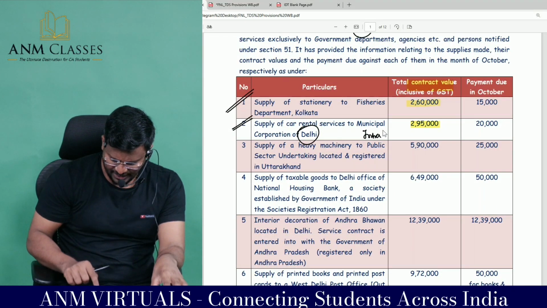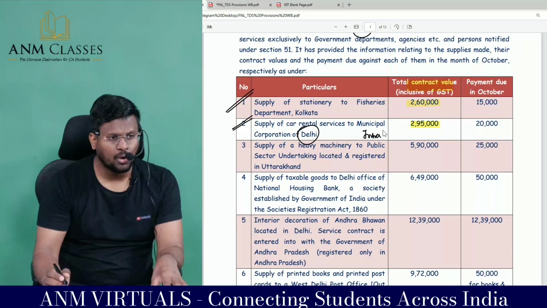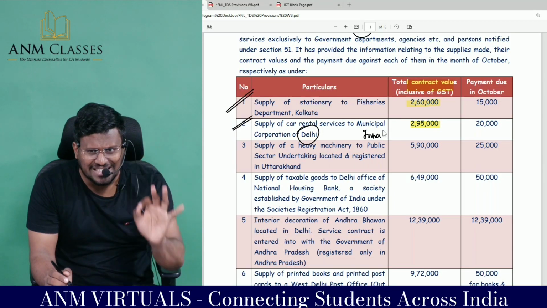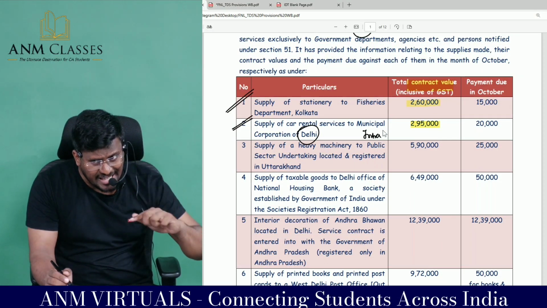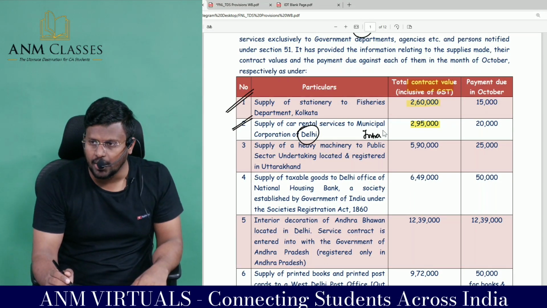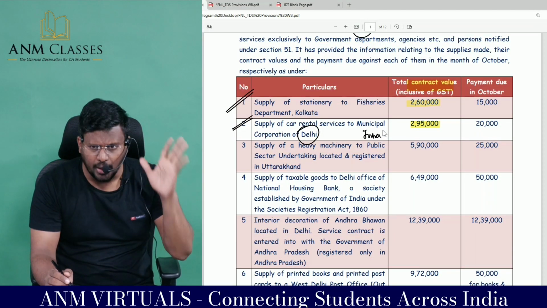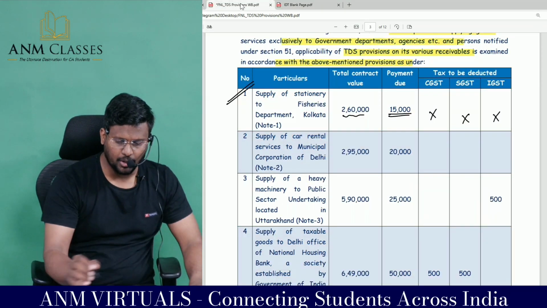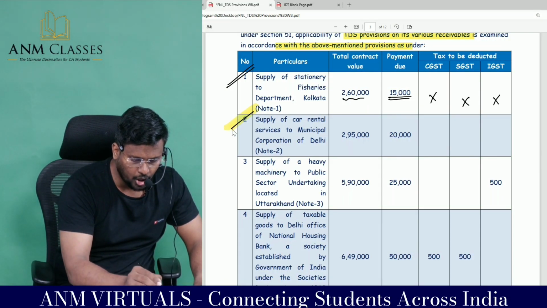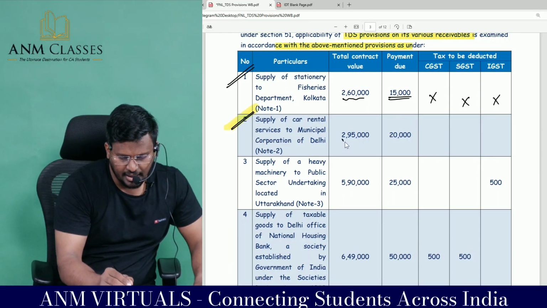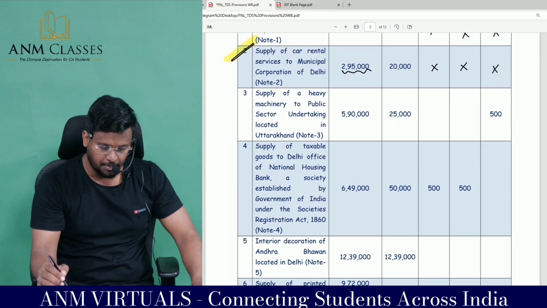So, 2,95,000 divided by 118 into 100 comes to 2,50,000. It is exactly 2,50,000. If the contract value exceeds 2,50,000, then only applicability of TDS will come. Since it is exactly 2,50,000, TDS liability will not come. So, supply of car rental services to Municipal Corporation of Delhi, 2,95,000: no need to deduct TDS by the recipient.